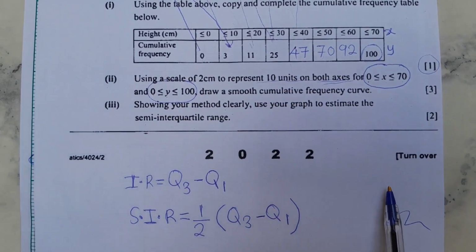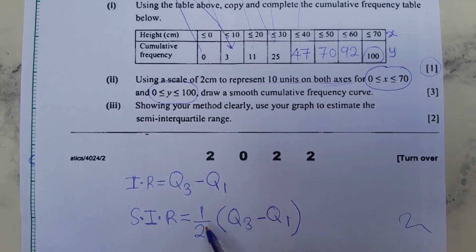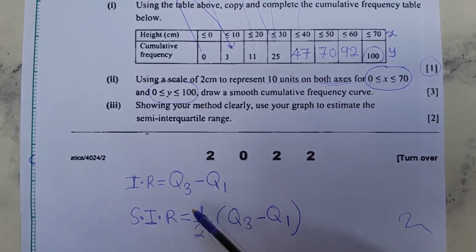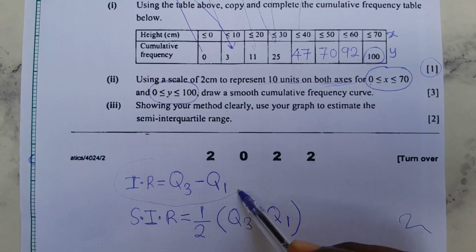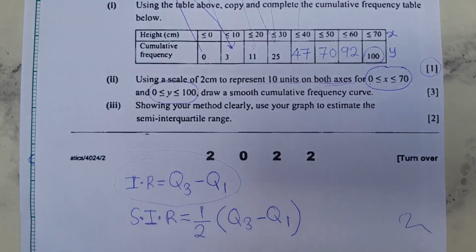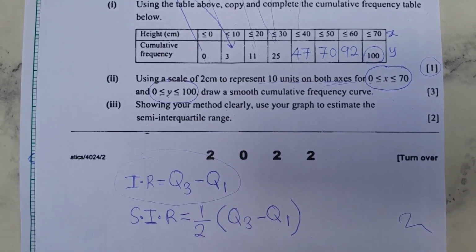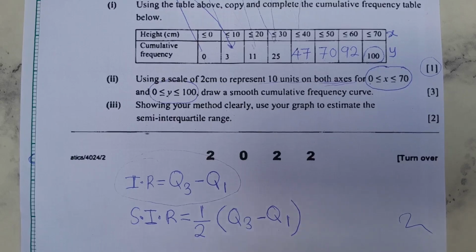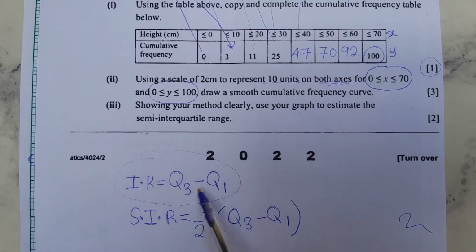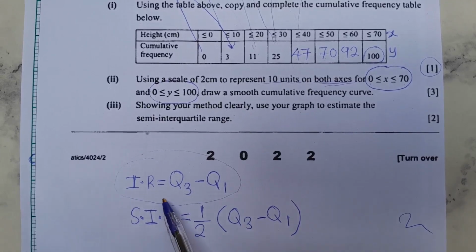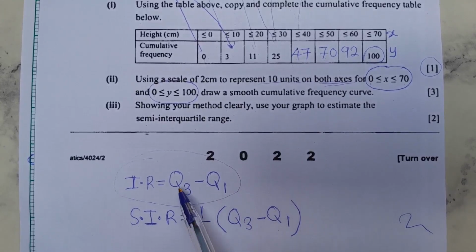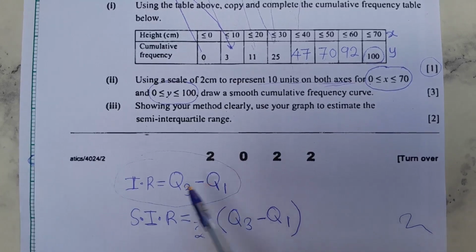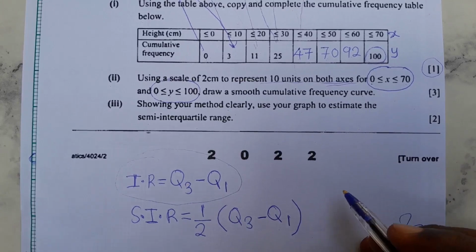So what you are going to do is this. We need to find the interquartile range. After we find the interquartile range, we just multiply by half. Then we found the semi-interquartile range. So let us find the interquartile range. How do we find it? We first find Q3. How do you find Q3? This is how you get to find Q3.